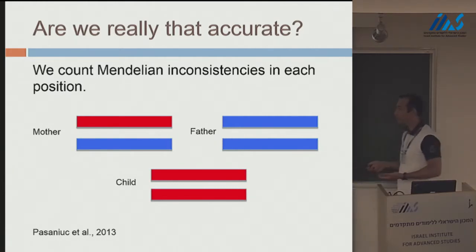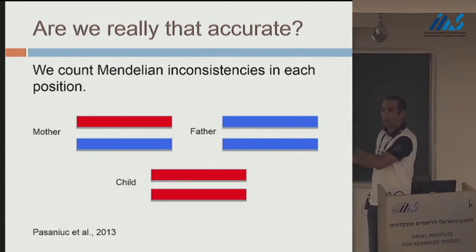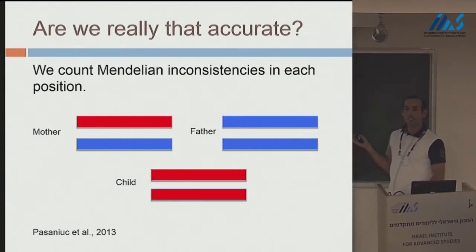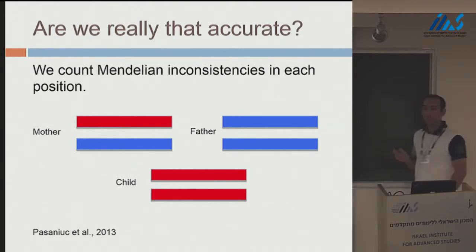Okay, so in this case, for instance, you know that the child is, let's say, red, red, and then you run it again only on the parents, and you see that the mother is red, blue, and the father is blue, blue. That cannot happen. So you know that there is a mistake. The mistake could be either in the father or in the child, right? So we don't really know, but there must be a mistake here in one of the runs.